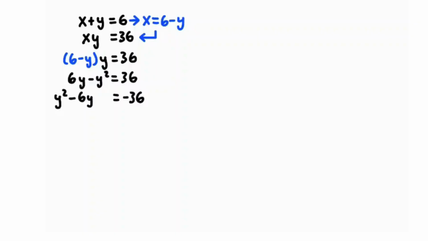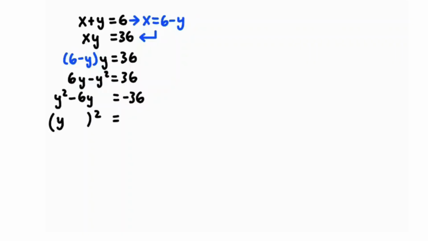We'll multiply both sides by -1, and then we'll put the y squared in front. So we have y squared minus 6y equals -36. We'll solve this by completing the square. And we'll think y squared minus 6y plus a certain number. What perfect square would it make?